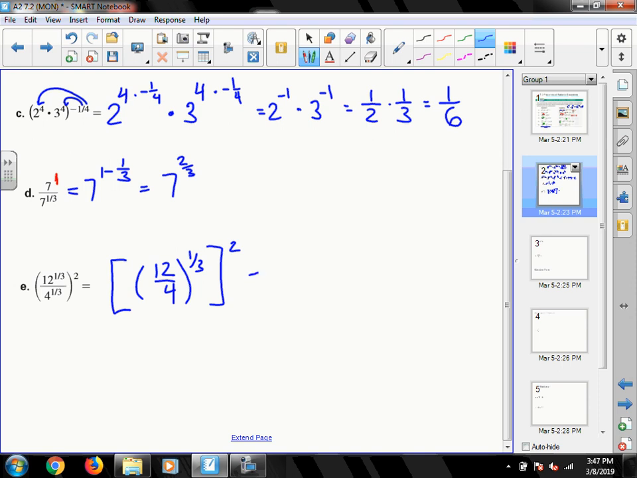Now I know what 12 over 4 is. 12 divided by 4 is just 3. So I'm going to end up with 3 to the 1/3 squared. And again, I can multiply my exponents. So I end up with 3 to the 2/3. And again, no perfect cube root, so go ahead and just leave it.